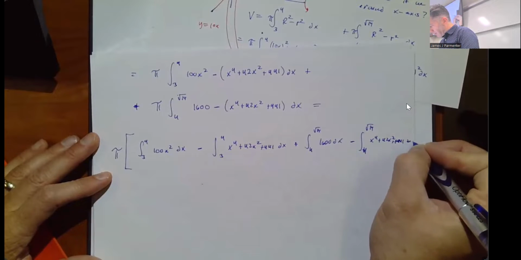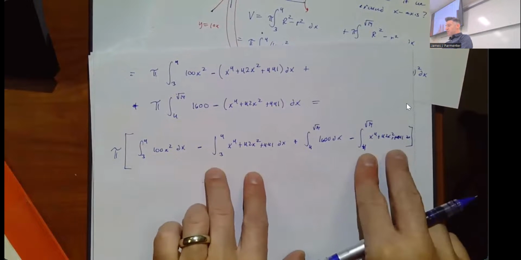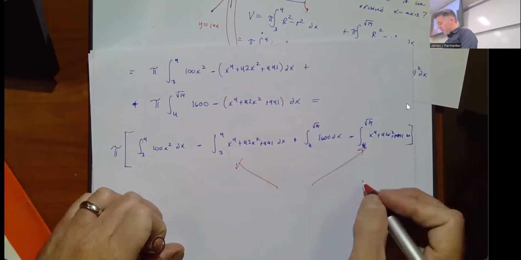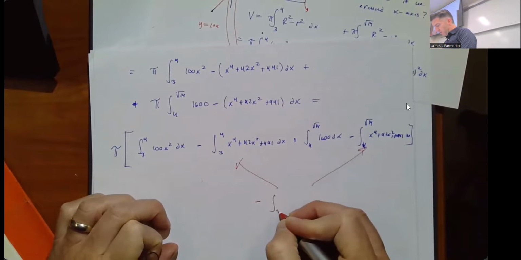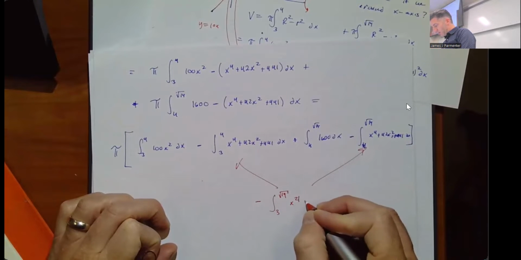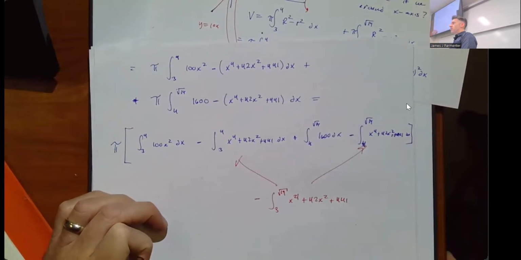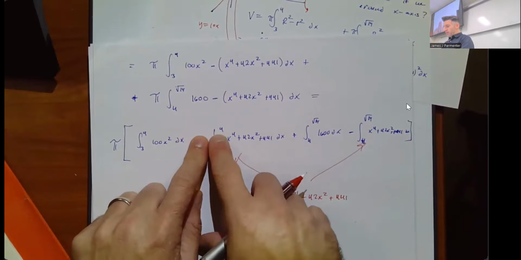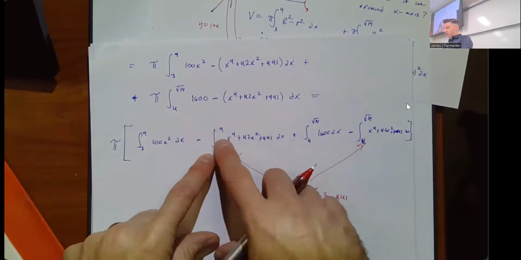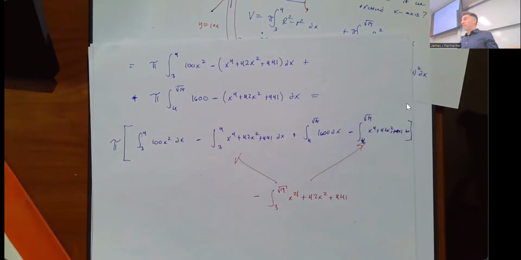Here's what I'm trying to say with a lot of words. You can kind of put these two things together, and you can say specifically that this and this together is really minus the integral from 3 to the square root of 19 of x to the fourth plus 42x squared plus 441. If you have an integral from something to something and then another integral from the end of this one to some other point, you're really just going from 3 to the square root of 19. So that's maybe a little less work as far as actually evaluating this thing.